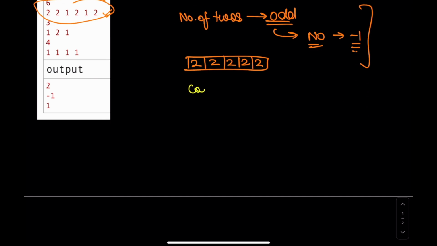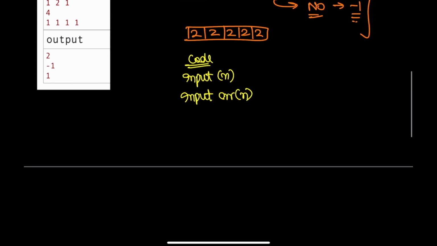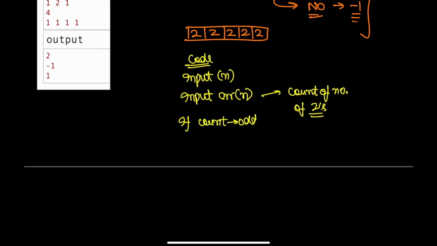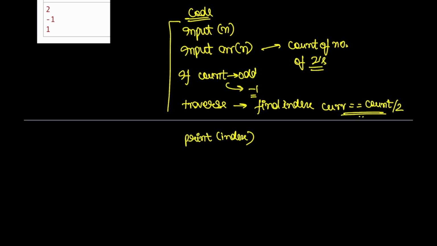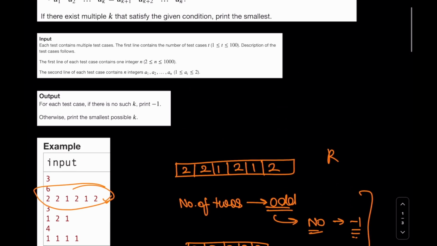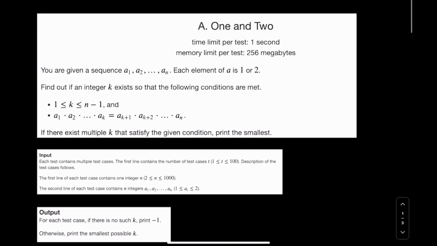So let's see some code. We will input an n, that would be our size of the array. Then we will input the whole array. While taking the array as input, we will count the number of 2's. Now if this count is odd, then we will simply print minus 1. That is, our answer is not possible. Otherwise, we'll again traverse over the array. Traverse and find an index where current count equals count by 2. That is our final index and we will print that value. So that is all we need to do in this code. I hope you got the explanation. Now let's move on to code the same.